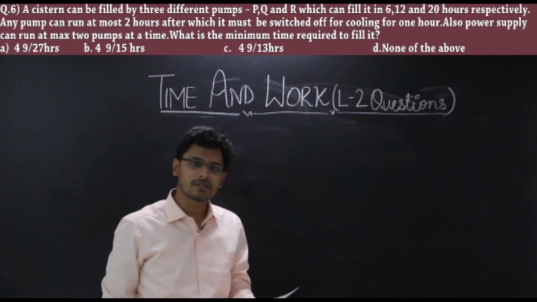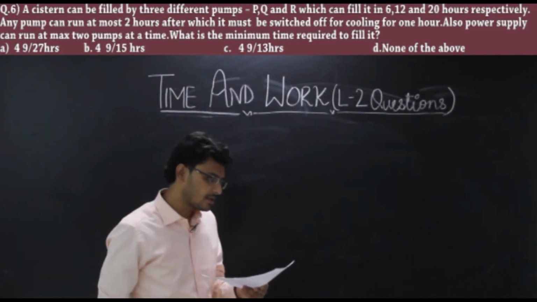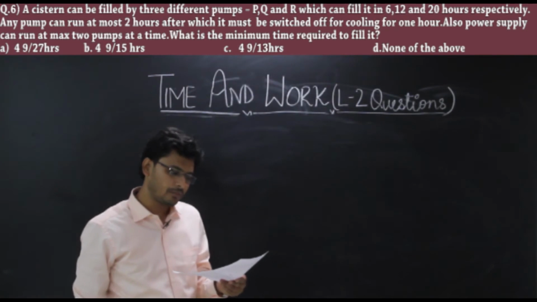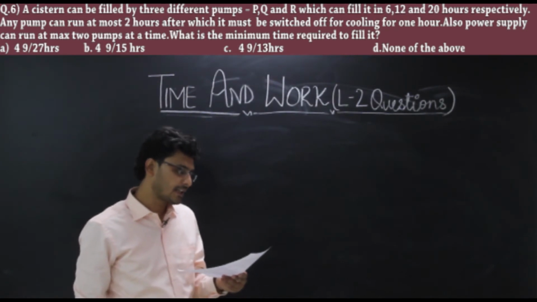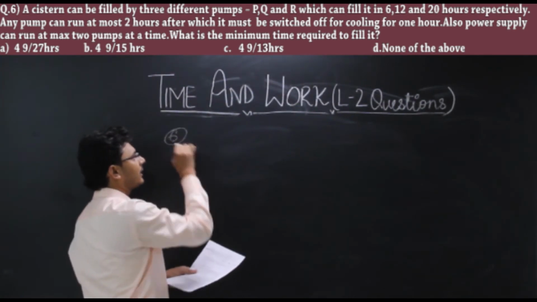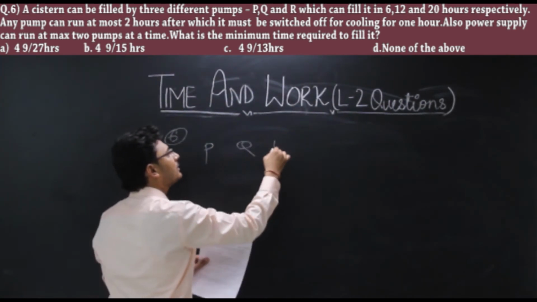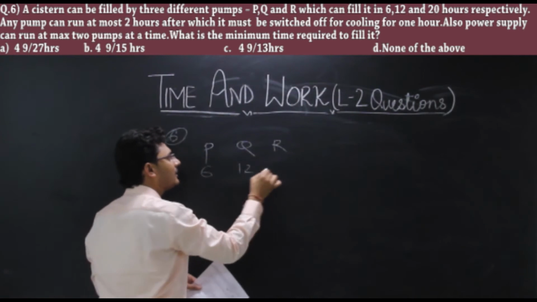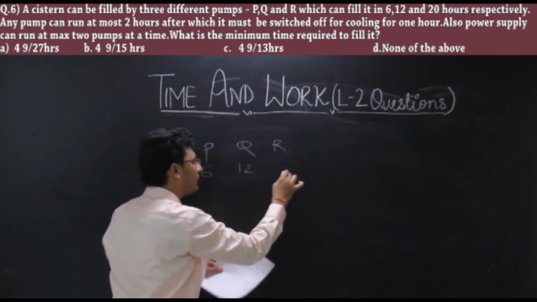Let's start with question number 6. Question number 6 says a cistern can be filled by 3 different pumps P, Q, R, which can fill it in 6, 12 and 20 hours respectively. Okay. Let me first take its time and efficiency. This is P, Q, R, this is 6, 12 and 20.